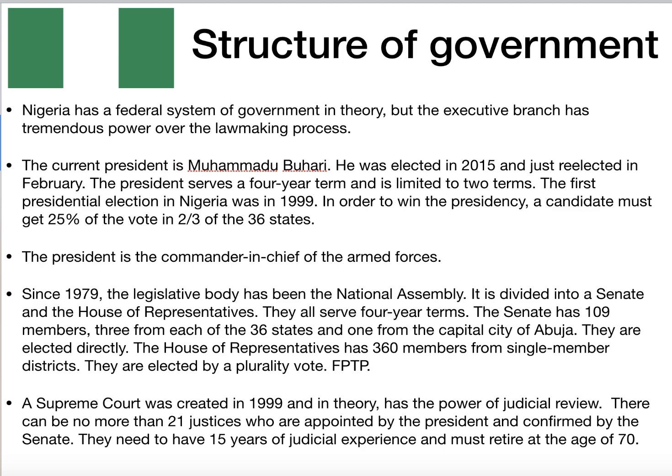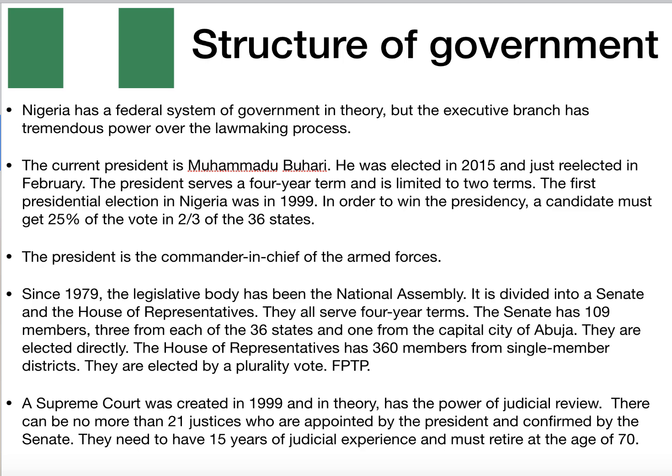Okay, so what is this system of government? Well, it is a federalist system on paper, but in reality, the executive branch exerts enormous powers, not only over lawmaking, but basically running the entire country. The current president is Muhammadu Buhari. He was elected in 2015. They have the same system as the US. You're allowed to run for a 4-year term and you can run for 2 terms. He was just recently reelected in February and will finish out that second term, we assume.